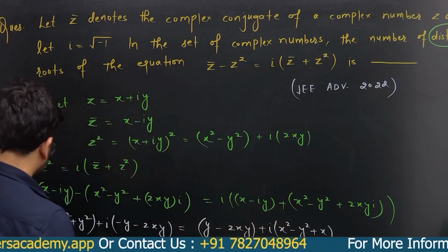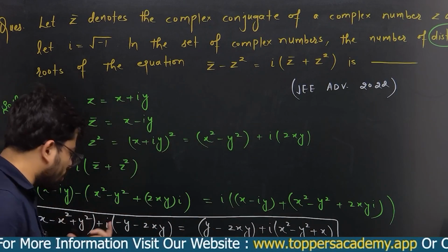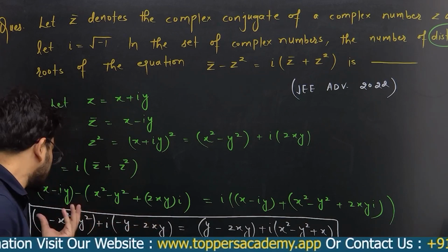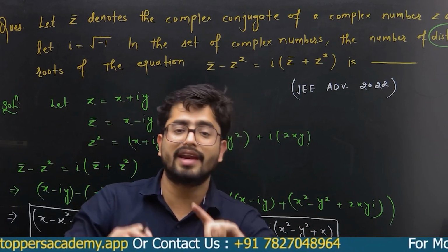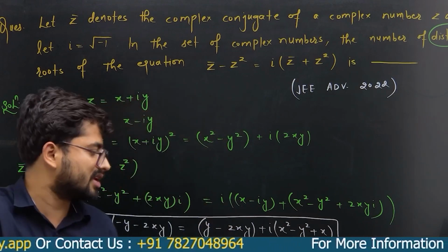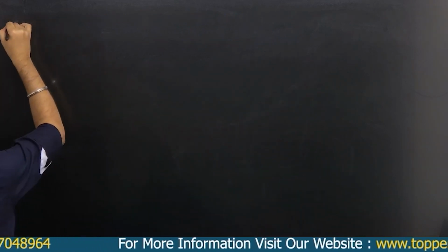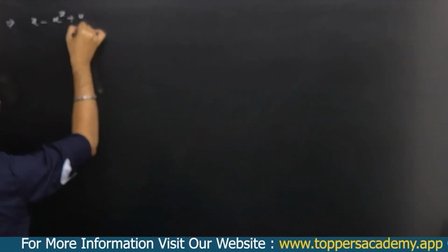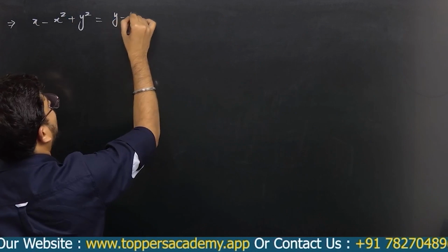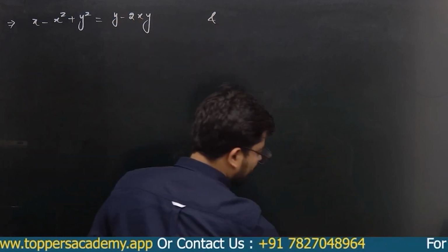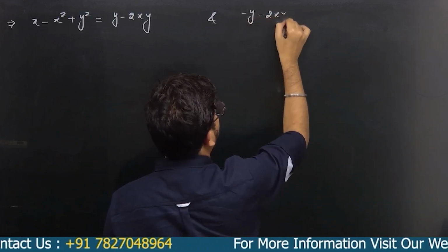Yes. So sir, you have this equation, and you know this is a complex number having form a1 plus iota b1, and this is, let's say, a2 plus iota b2. And you know complex numbers are equal when the real part is equal to the real part and simultaneously the imaginary part is equal to the imaginary part. So from here you can say x minus x square plus y square must be y minus 2xy, and simultaneously you can say minus y minus 2xy is equal to what?